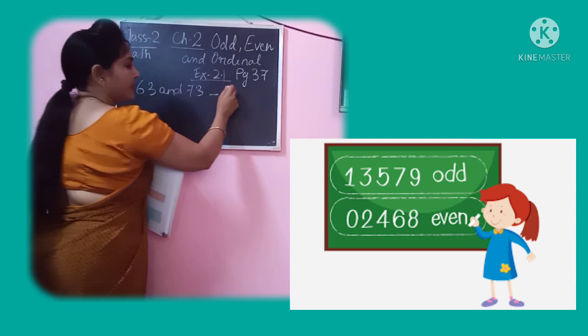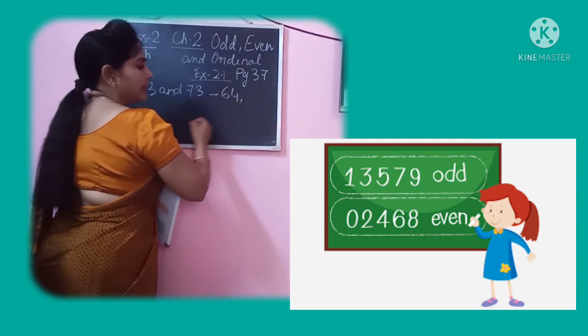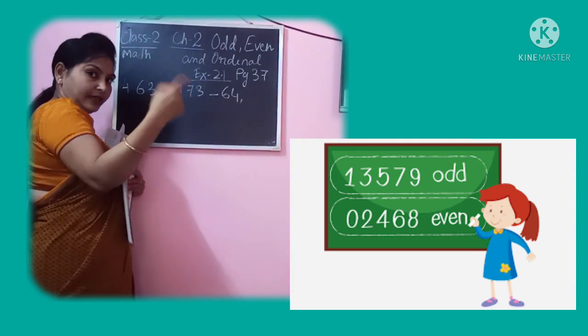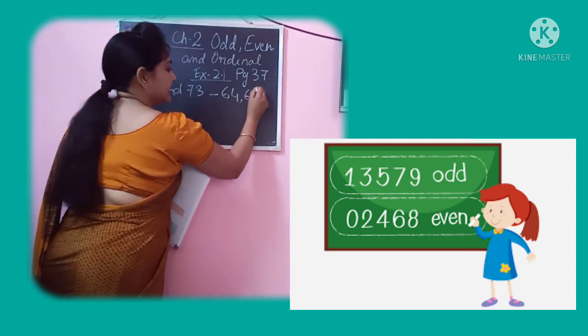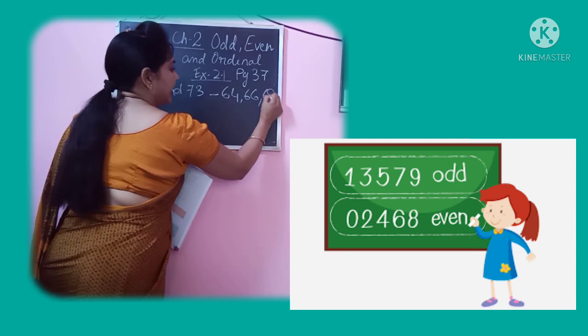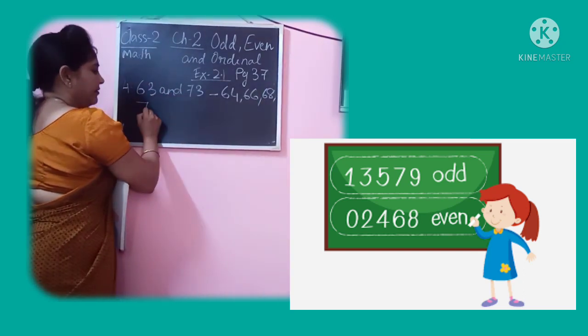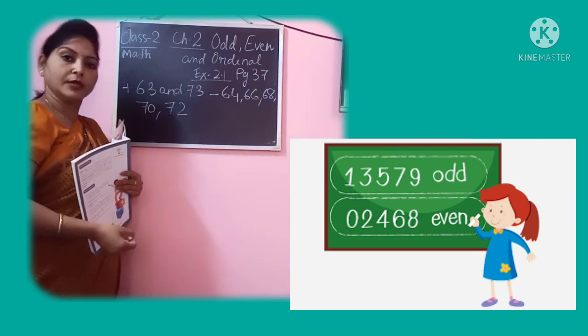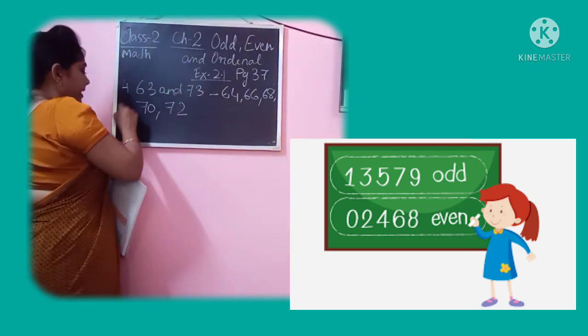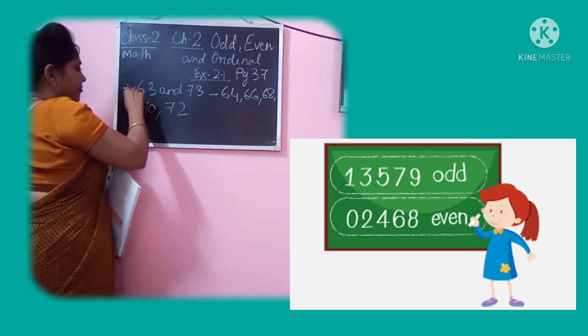So after 63 we have 64. Then it will be skipping by 2's. Then again 66, 68, 70, 72. That's all.